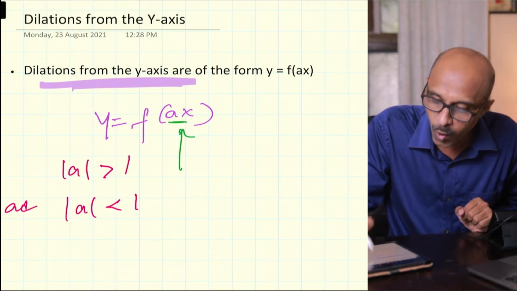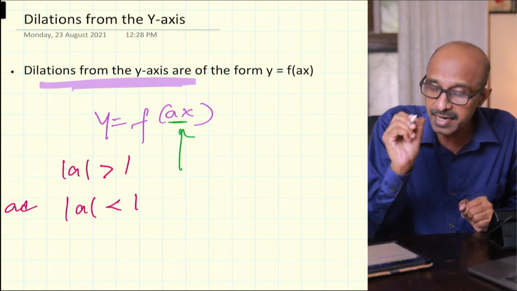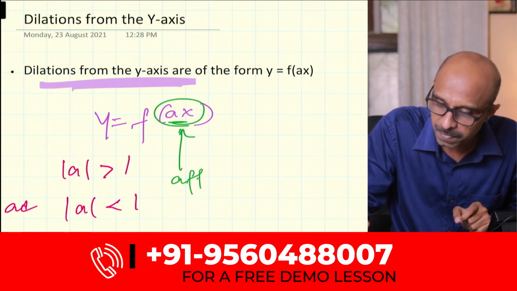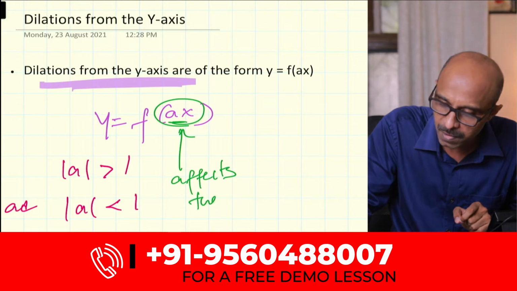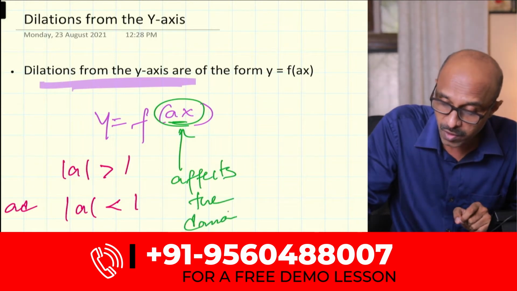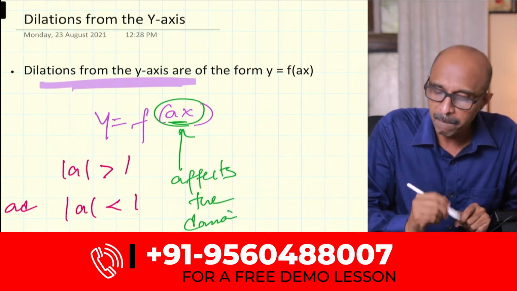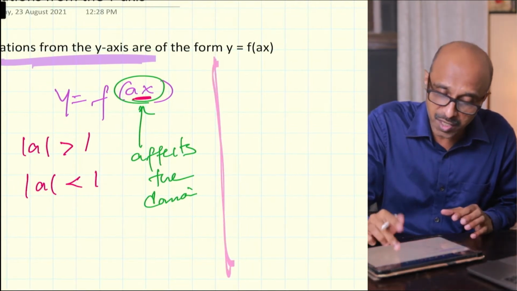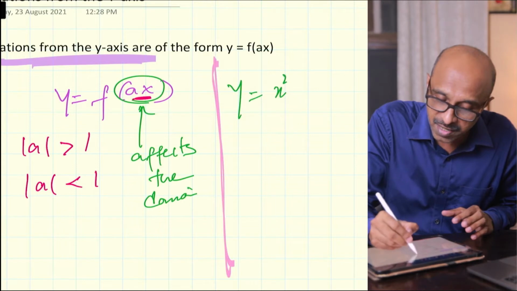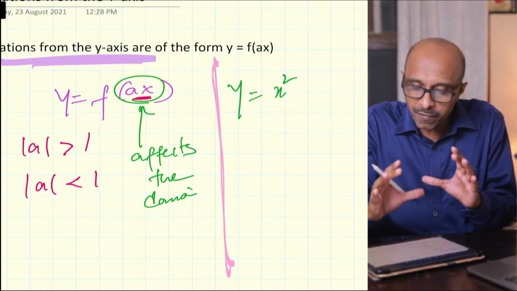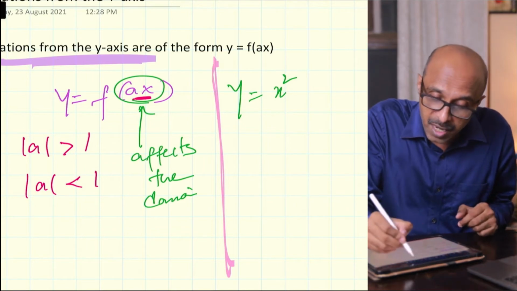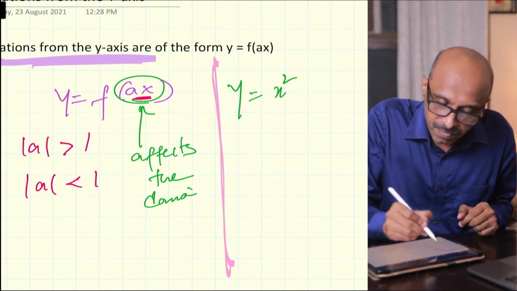It's affecting only the term inside f of x. That means it's affecting the domain, not the range, only the x values. But how would that affect the graph of a parent function? Let's say we had y equals x squared, my favorite quadratic parent function. How would the graph of a quadratic be transformed because of this ax?